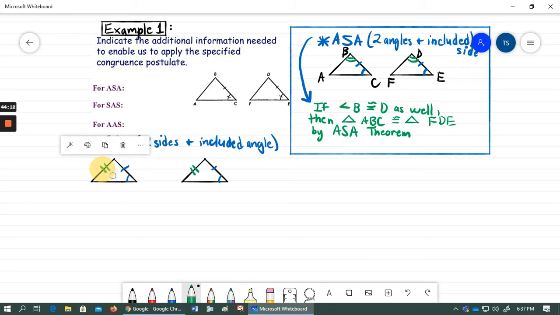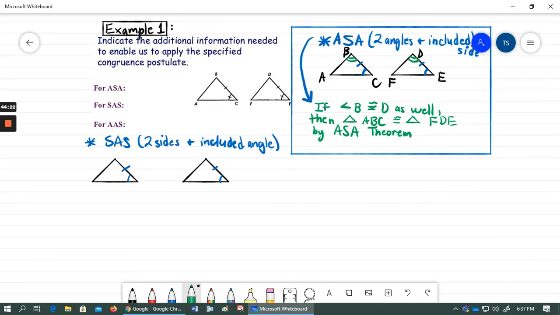So again, it would definitely not be these sides that I'm erasing right now, okay? But it would have to be this side being congruent with this one. Now, folks, if it was these two right there, then and only then would we be able to say that these two triangles were congruent by the side angle side congruence theorem.